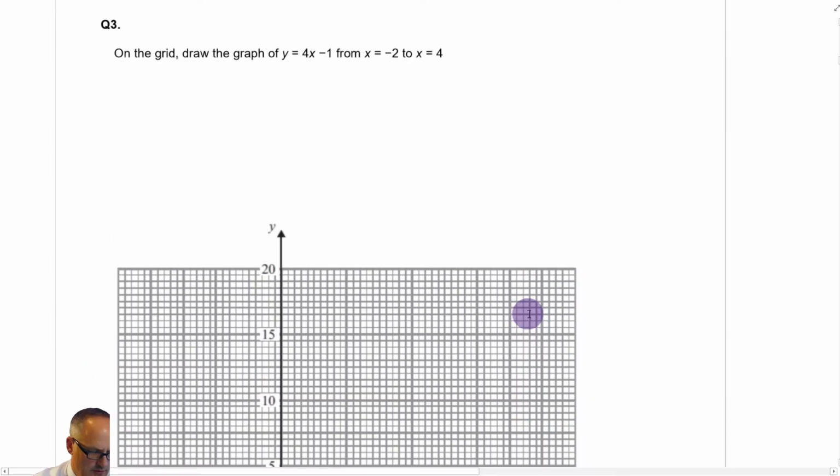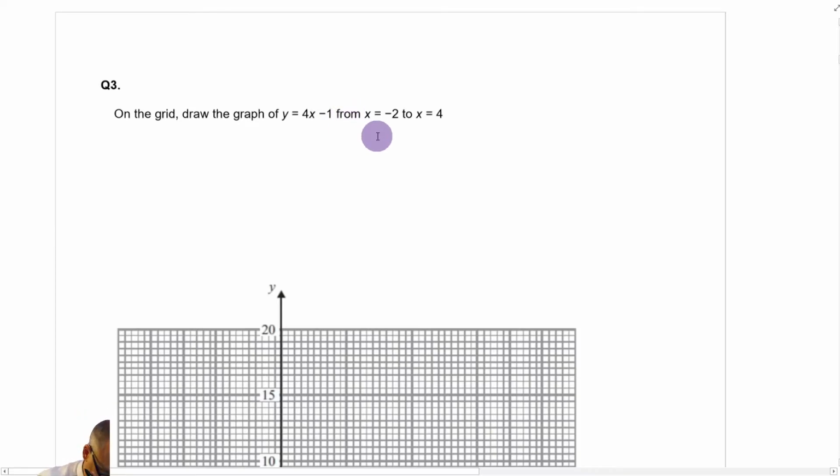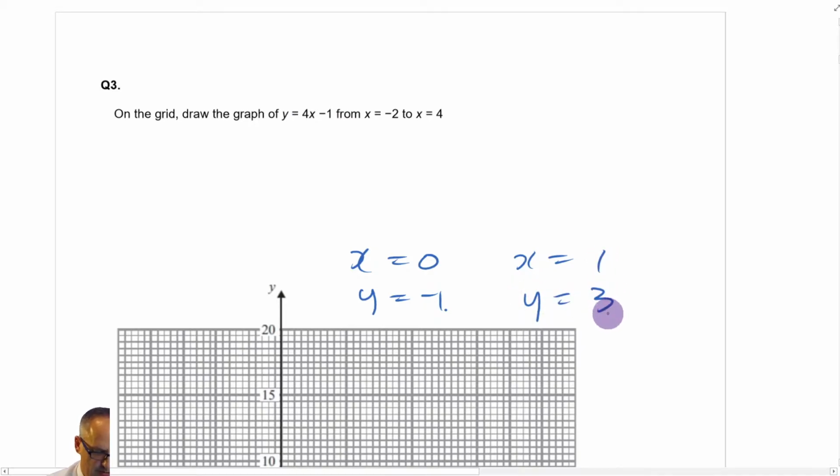Right, moving on. On this graph, we're going to draw a graph of y equals 4x minus 1, from x equals minus 2 to x equals 4. Now, the easiest way is just to pick a couple of points and draw them. The easiest one is x equals 0, because that's everywhere on the y-axis. So we know that y equals minus 1 from there. If we do x equals 1, we can put 4 times 1 minus 1, so y is equal to 3. 4 times 1 is 4, minus 1 gives me 3.